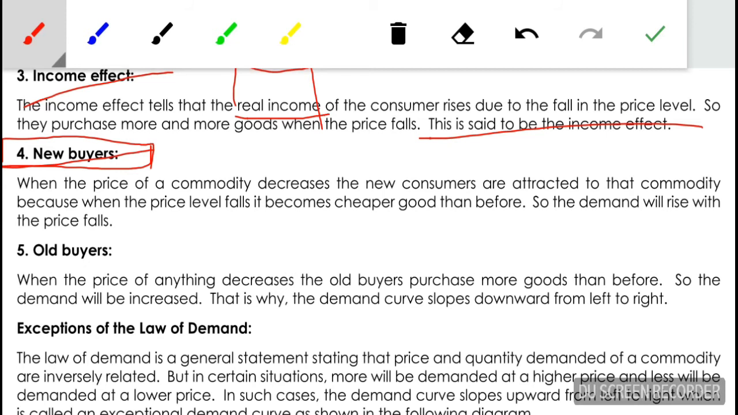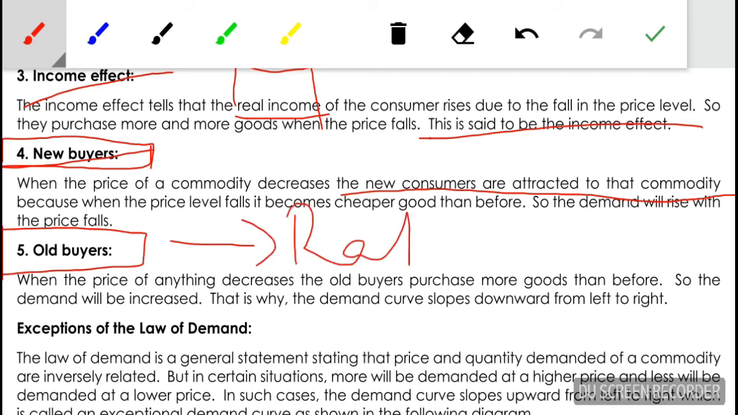When the price of a commodity decreases, new consumers are attracted to the commodity, because the price level becomes cheaper than before, so the demand will rise. And what happens to old buyers? As I said, for old buyers you can consider the real income effect. When the price of anything decreases, old buyers purchase more goods than before, so the demand will increase. That is why the demand curve slopes downward from left to right. This is the reason why the demand curve slopes downward. Hope you understood this area also.